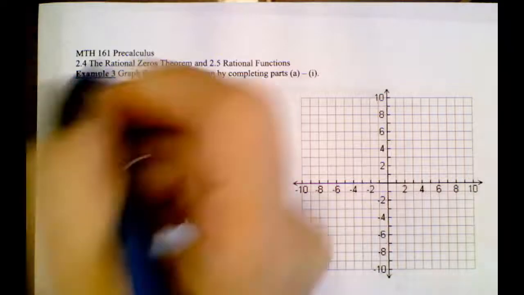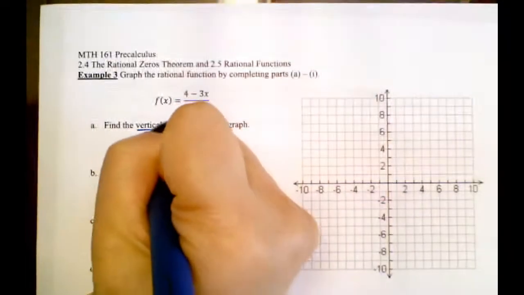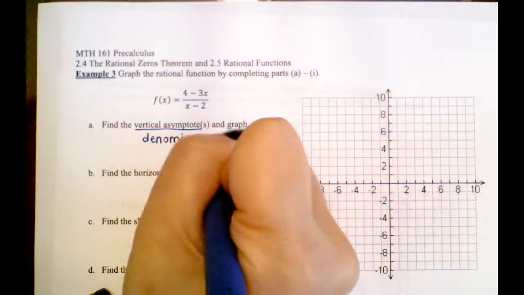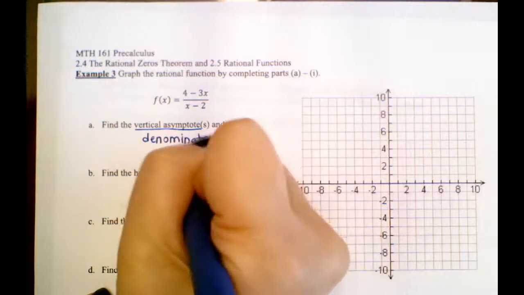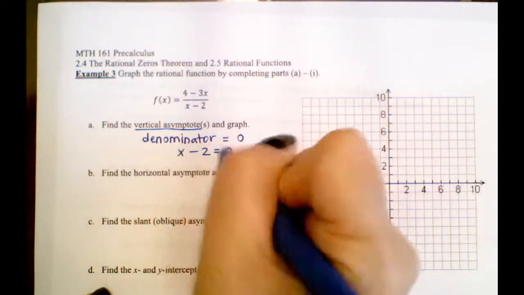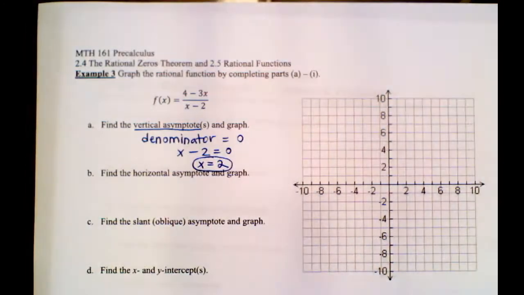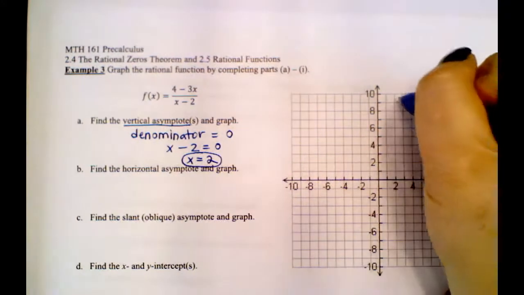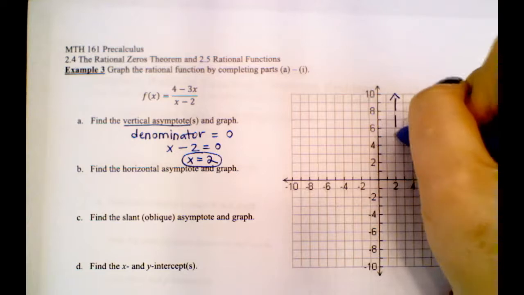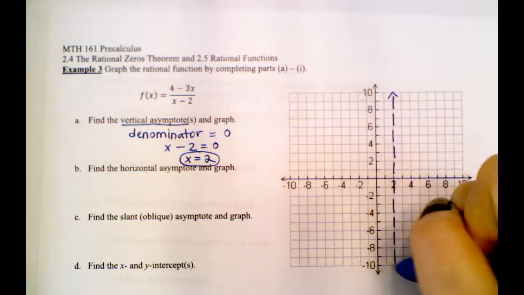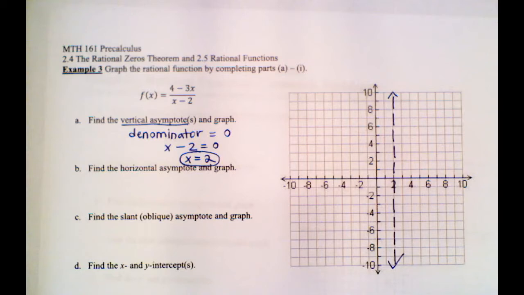Remember, the vertical asymptote is when the denominator equals 0. So x minus 2 equals 0. The vertical asymptote is at x equals positive 2. So graph that with a dotted line, okay? Dotted x equals 2, a dotted line. Okay, let's do the horizontal asymptote.